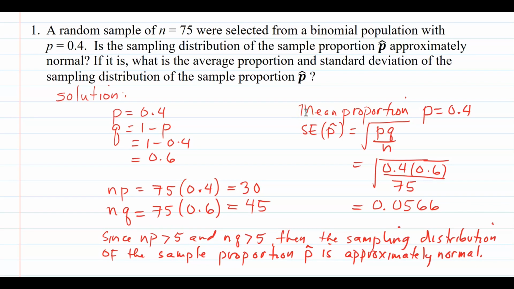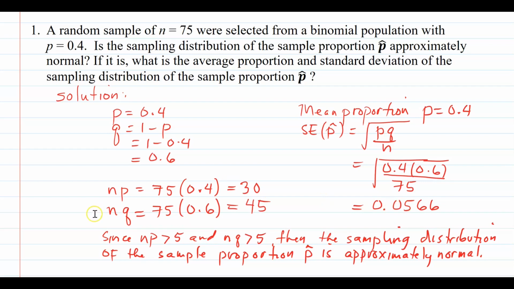The mean of the sampling distribution of the sample proportion p hat is equal to p, which is 0.4. And the standard deviation of p hat is equal to the square root of pq over n. Our p is 0.4, our q is 0.6, so we multiply 0.4 times 0.6 divided by 75, and then we take the square root of the result, and that gives us 0.0566. So this number is the standard deviation of the sampling distribution of the sample proportion p hat.